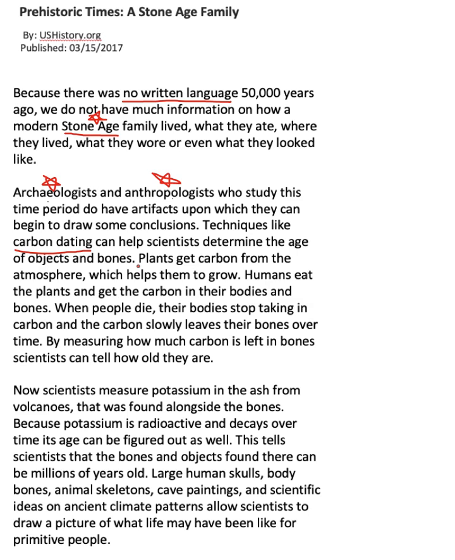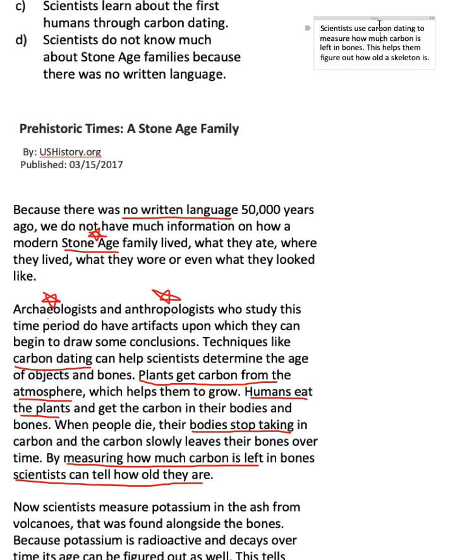It gives me the how of how this works. So plants get carbon from the atmosphere. Humans eat the plants. And then when people die, their bodies stop taking in the carbon. And then scientists can tell how old someone is by measuring whatever carbon is left in their bones. Okay, so I'm going to pause my reading for right now because I know that I need to focus on this paragraph because of the question we annotated. And I'm going to write a gist statement.